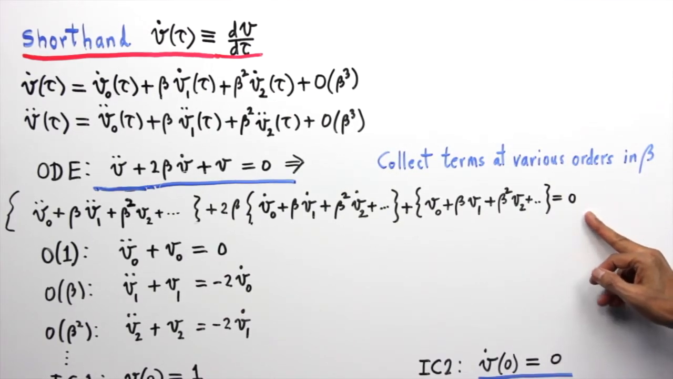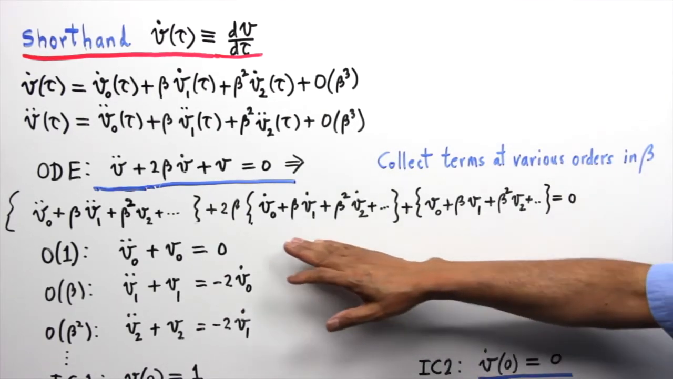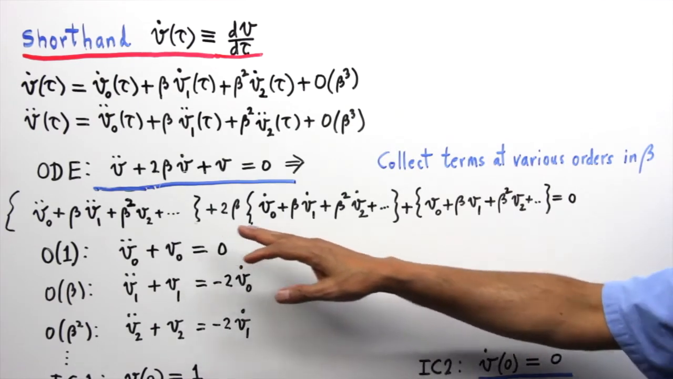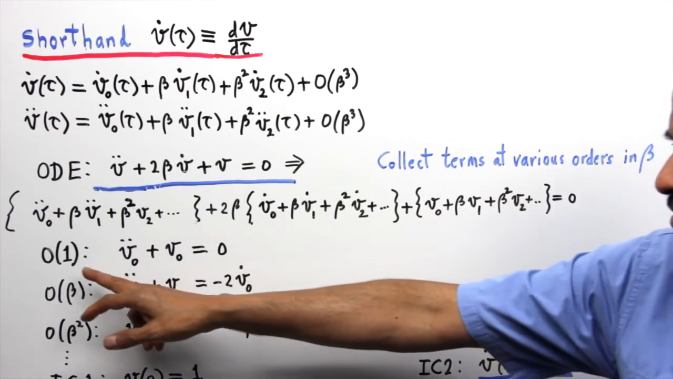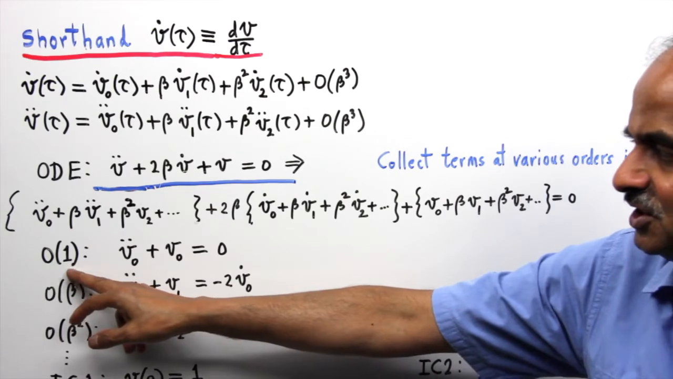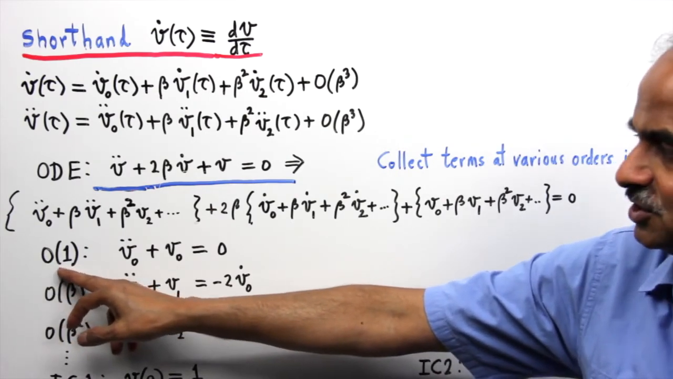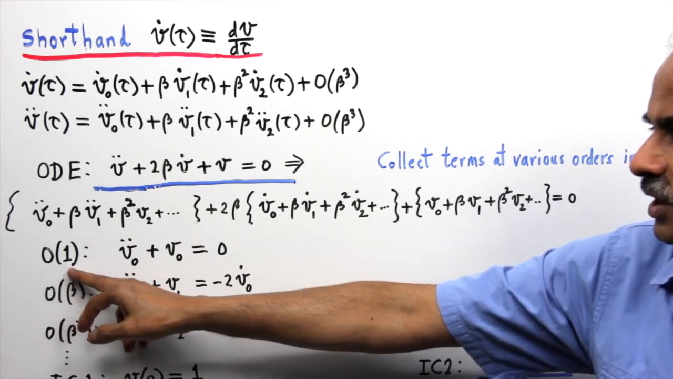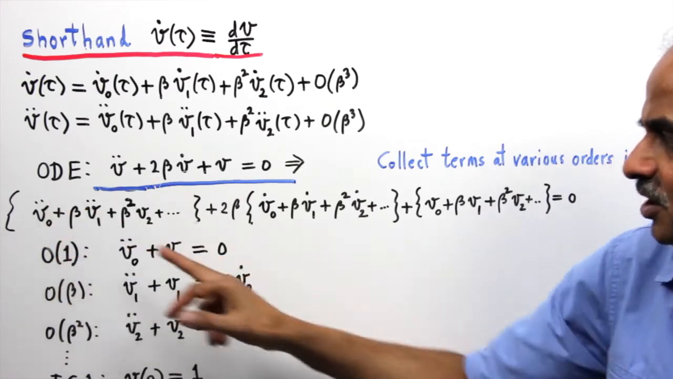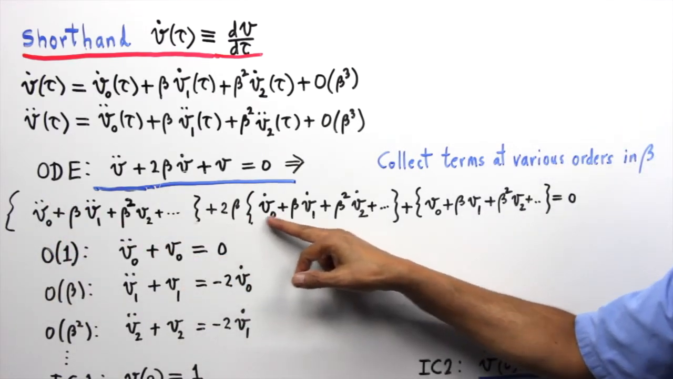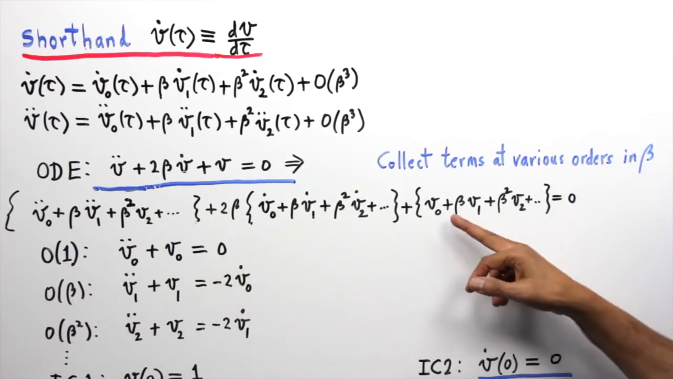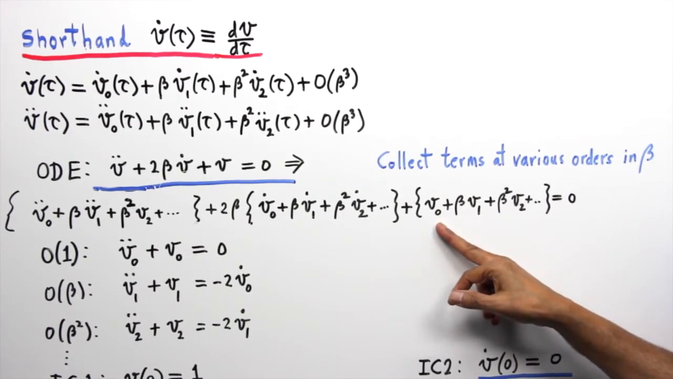And so now what we can say is that at different powers of beta, we can collect all the terms that show up. And so the coefficient which has power 0 of beta, which is what we call order 1, is v0 double dot, and this of course shows up with beta, so this doesn't show up here. This is a term again which has no power of beta.